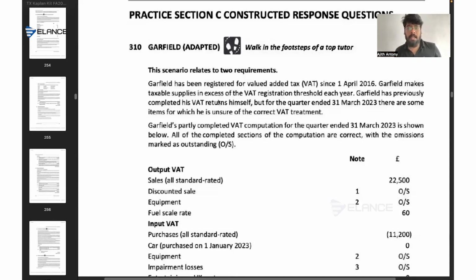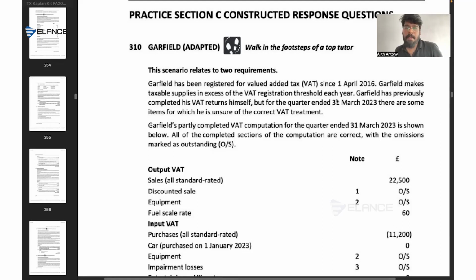So Garfield is able to collect the tax from the customers, and the output VAT he is liable to pay to HMRC, and the company can also reclaim the input VAT. Garfield makes taxable supplies in excess of the VAT registration threshold each year. So every year, Garfield is making more than 85,000 supply every tax year.